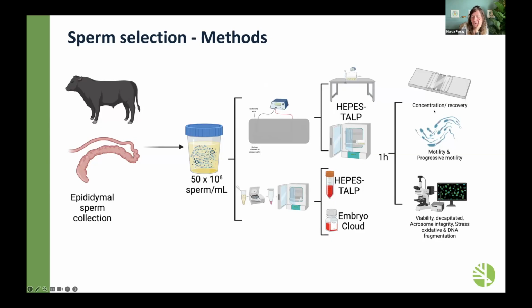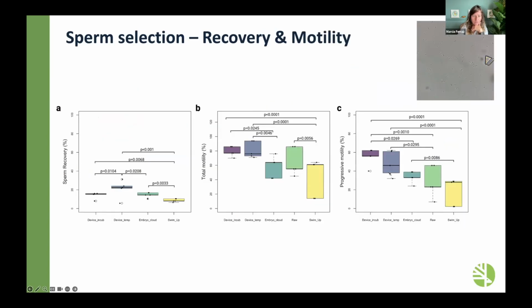We again checked for recovery of sperm, motility and progressive motility, and some sperm characteristics. So here, first I want to show the recovery. We have the device in the incubator, the first, purple. In blue, we have the device controlling temperature on the bench. In green, we have the commercially available sperm selection, and then the swim up with the same media used in the device.